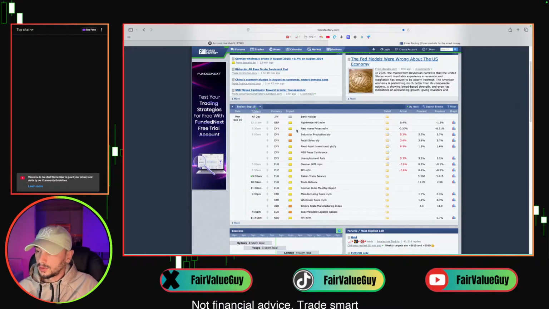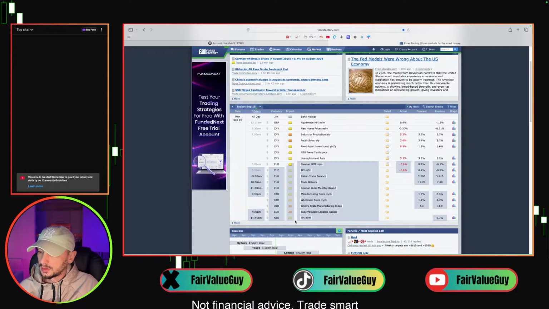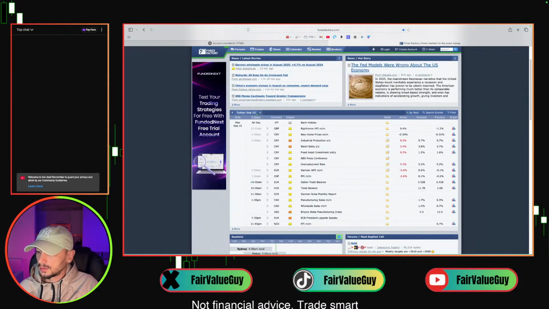So there are no red folders, as you can see. Today we don't have any major news that we need to be aware of.